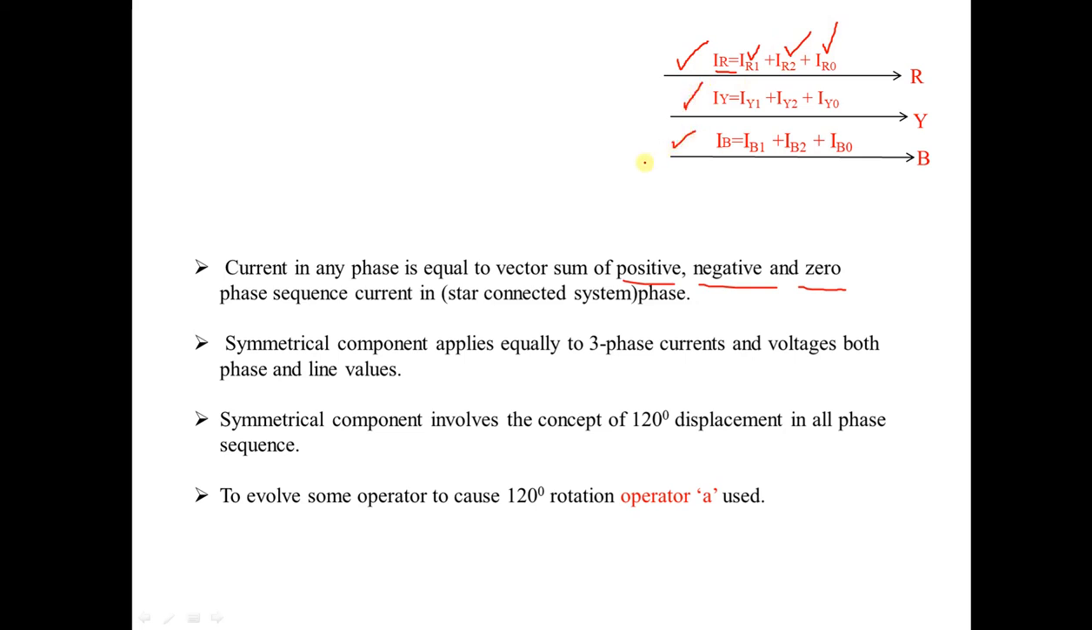This applies equally to three phase voltage and current, both phase and line values. It mainly involves the concept of 120 degree displacement in all the phase sequences. The main point to be noted here is that the symmetrical components do not have a separate existence. They are only mathematical components of the unbalanced current or voltage actually flowing in the system.